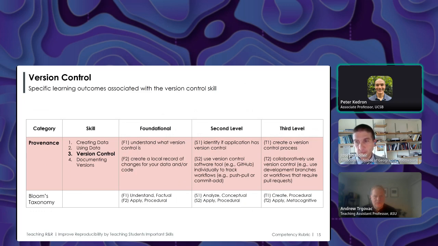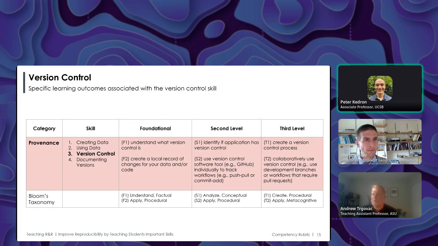And here again, a basic one would be just understanding what version control is, and also being able to create a local version of version control on your own computer, just these very foundational start points. And again, that emphasizes this understanding level of Bloom's taxonomy of factually what version control is. And then if you're creating a local one, you're applying that understanding, and it's a procedural type of knowledge that you're executing, implementing. And then similarly here, these can expand out across to the second level, the third level.